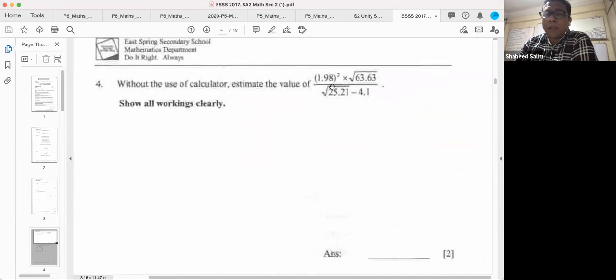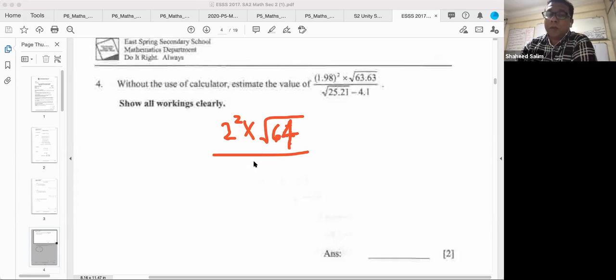So down here now, 1.98 is nearest to what, Inshira? Nearest to what whole number? 2, okay. So you put 2 squared down here. Inshira, 63.63. What number can be square rooted that is near to this one? 64. You know 8 times 8 is 64. Then next one, what can be square rooted that is near to 25.21? 25, minus 4, something like that.